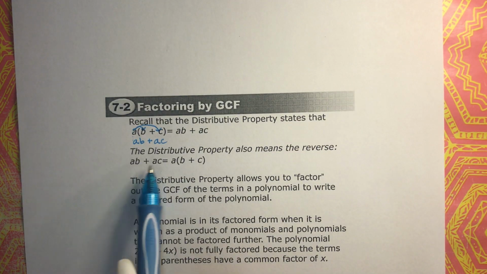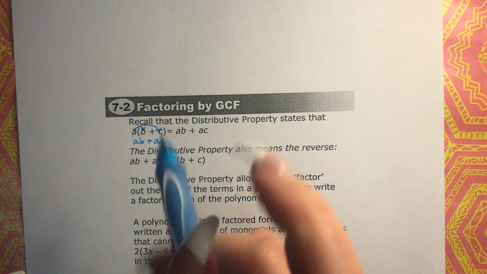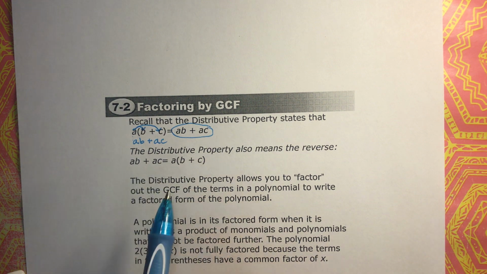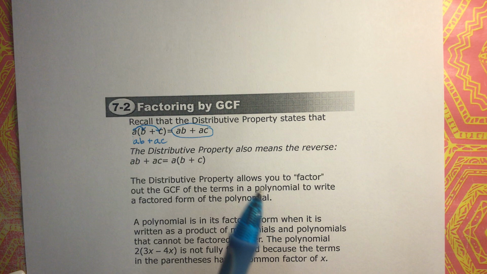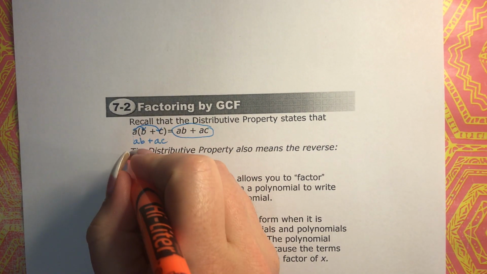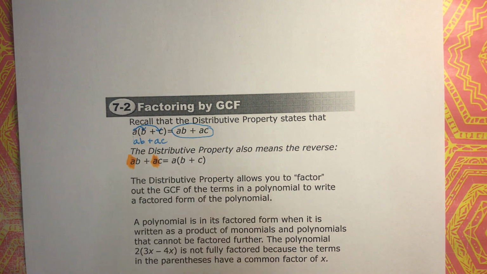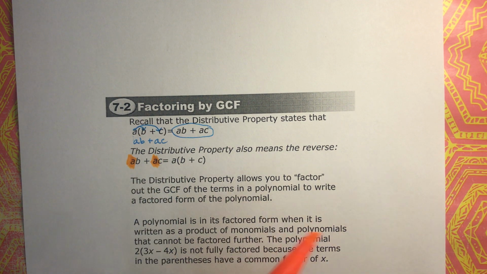But the distributive property also means the reverse. So if we start with AB plus AC, this also means A multiplied by the quantity B plus C because they both have an A. They're both multiplied by an A. Do you see that right there? And that is the greatest common factor, right?